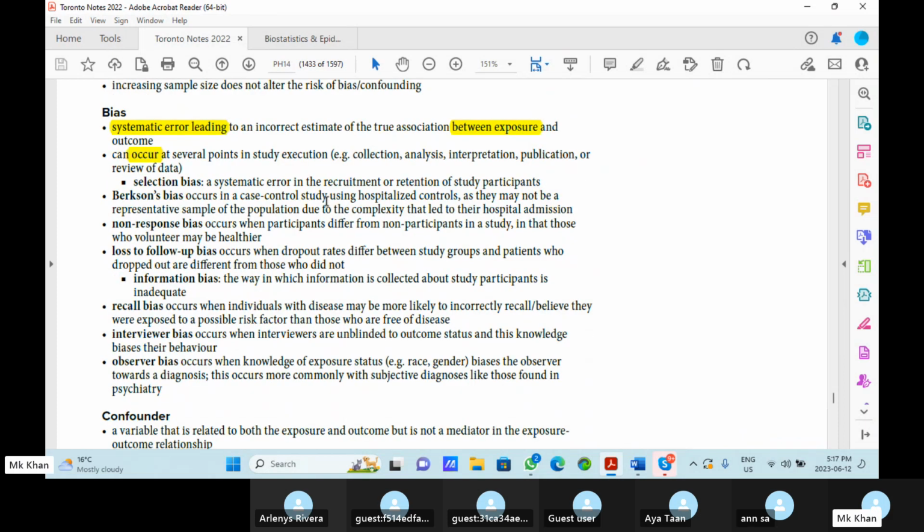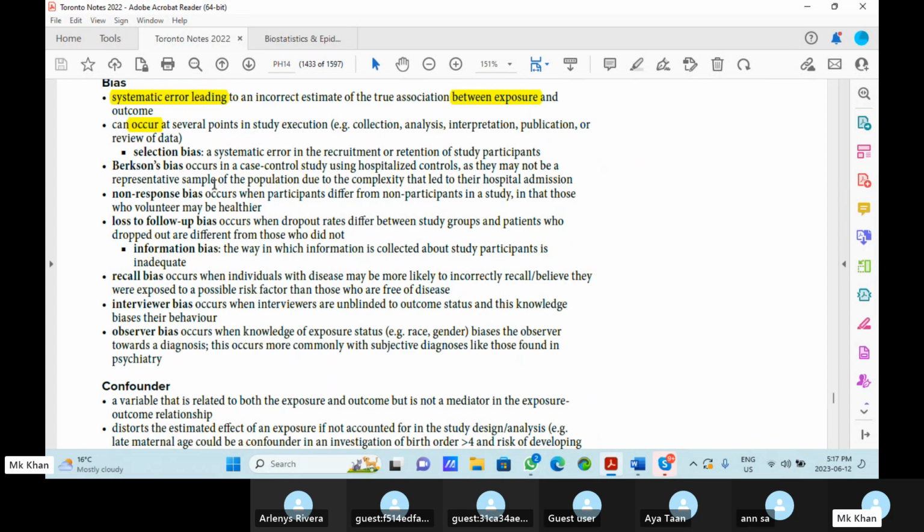So what is bias? Systematic error leading to an incorrect estimate of the true association between exposure and outcome. So basically bias is the error when we are doing the test, between exposure and outcome. So there are different types of bias. For example, selection bias, a systematic error in the recruitment or retention of study participants. So selection bias is the error basically in selection.